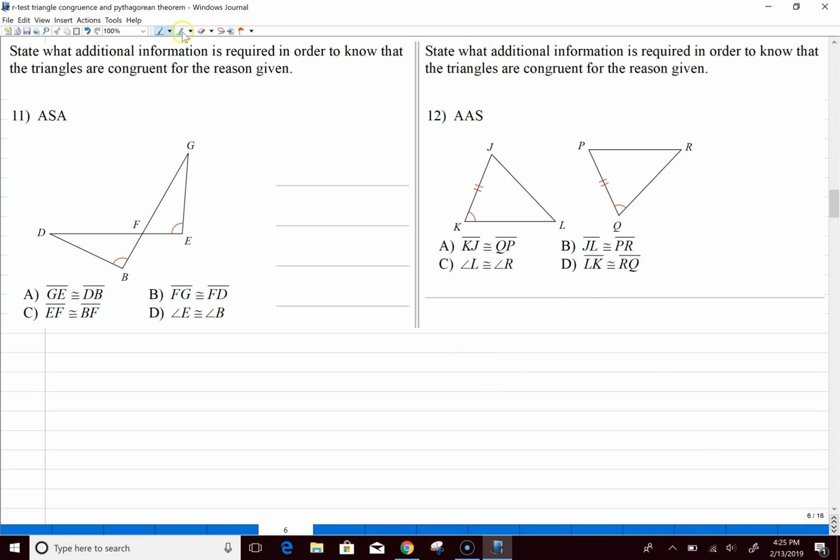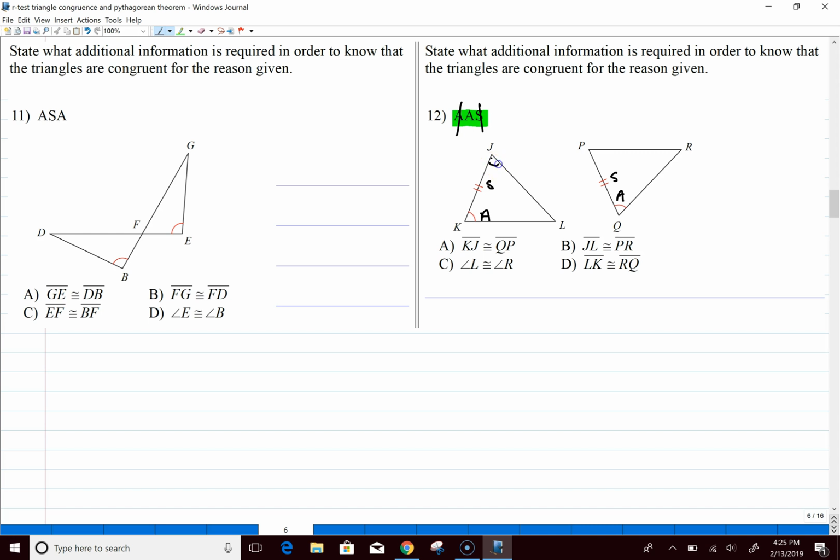Number 12. You don't want angle, side, angle. You want angle, angle, side. So the side has to be by itself. Don't put it in between the two angles. So let me see. We have an angle, and we have a side. I have an angle, I have a side. We are missing what? An angle.